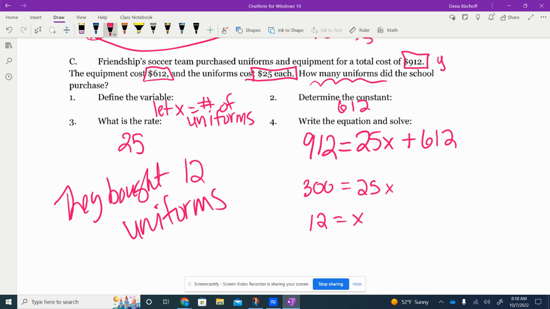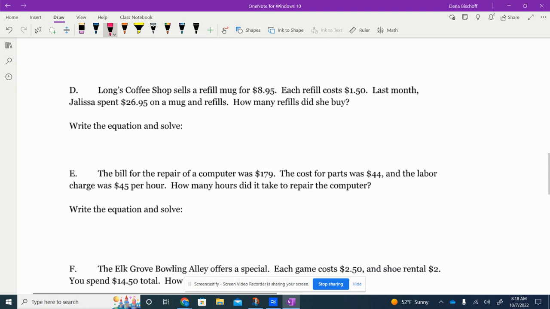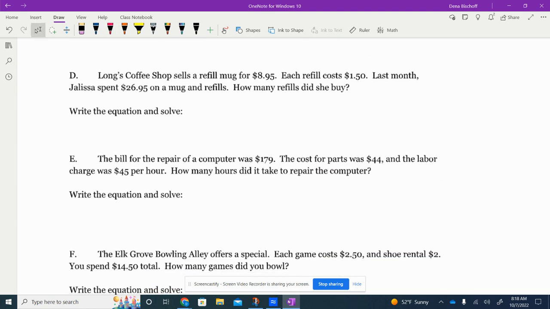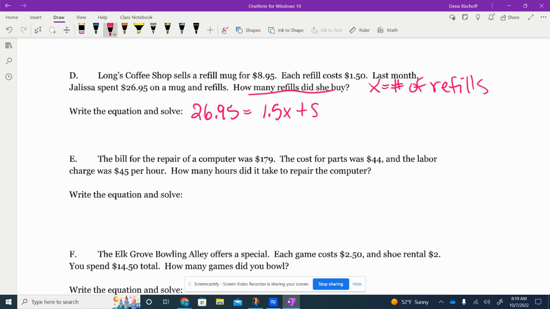Are we doing okay? Can I keep going? Coffee shop sells a refill mug for $8.95, and each refill costs $1.50. Last month, Jaleesa spent $26.95 on a mug and refills. How many refills did she buy? So X is my question, number of refills. Someone give me an equation for that. What do you have, Rosie? 26.95 equals 1.5x plus 8.95. Yeah, perfect.